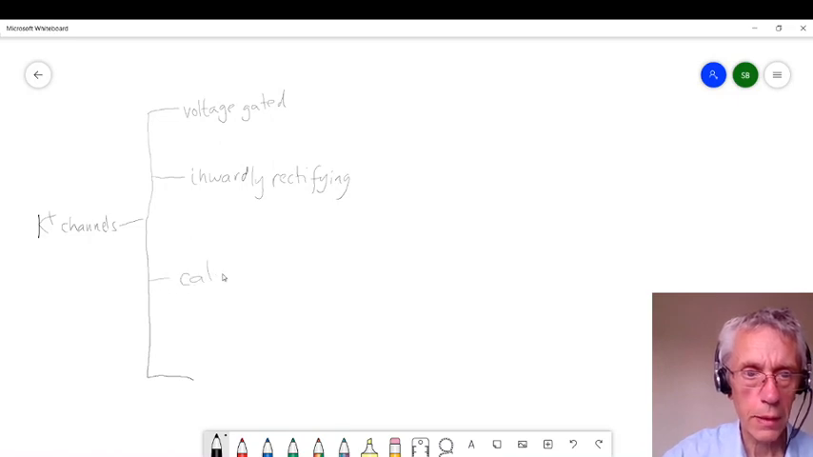Calcium activated, and we have the final one, called the tandem pore domain. I'll explain all these in just a moment.